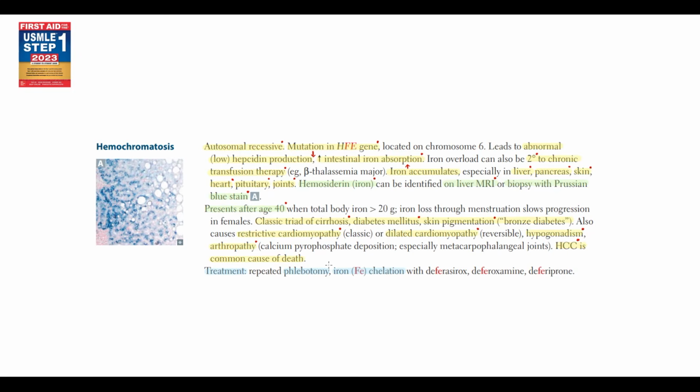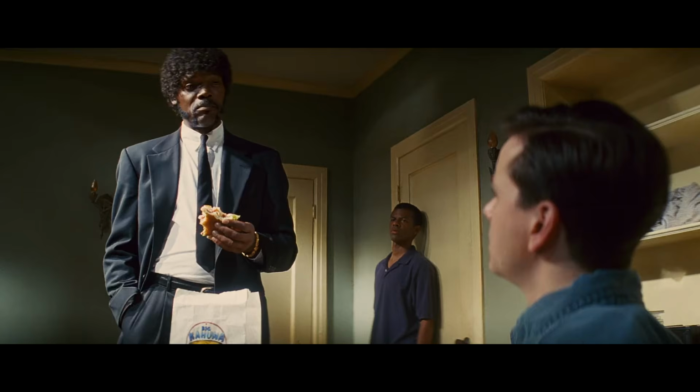The first-line treatment is phlebotomy, because with loss of blood we lose hemoglobin, and hemoglobin contains iron, so by this we can decrease the total amount of iron in the organism.